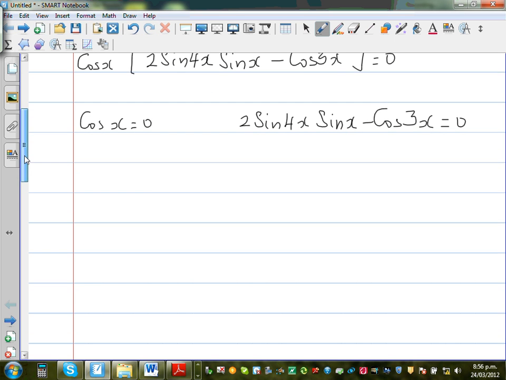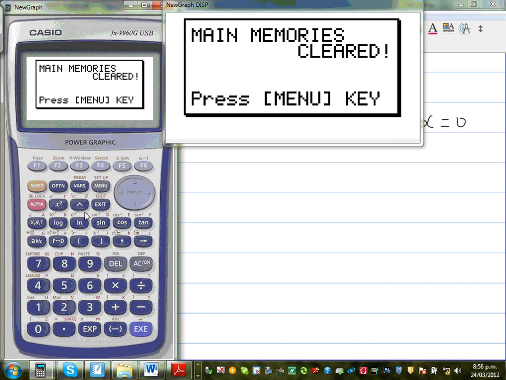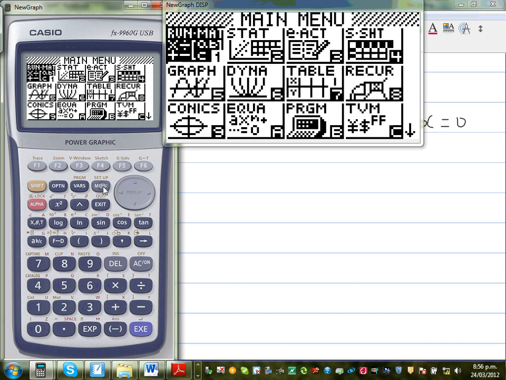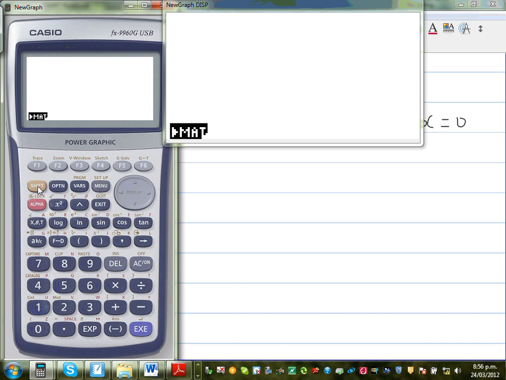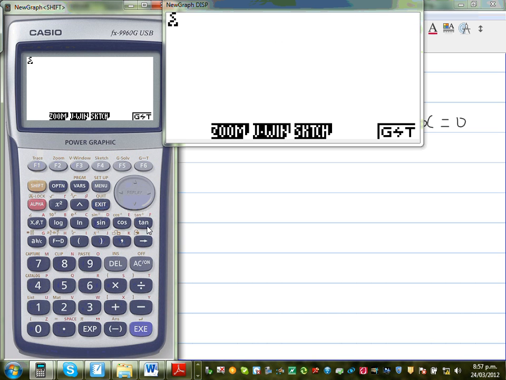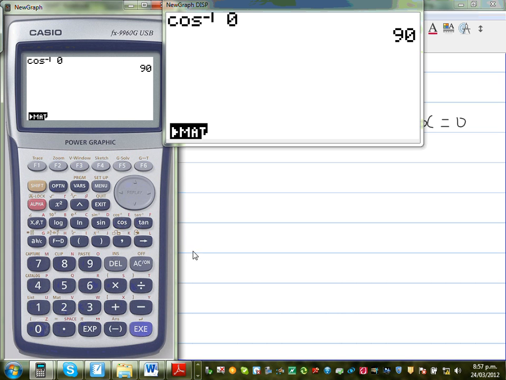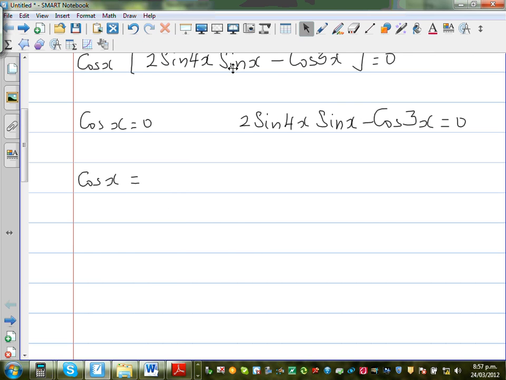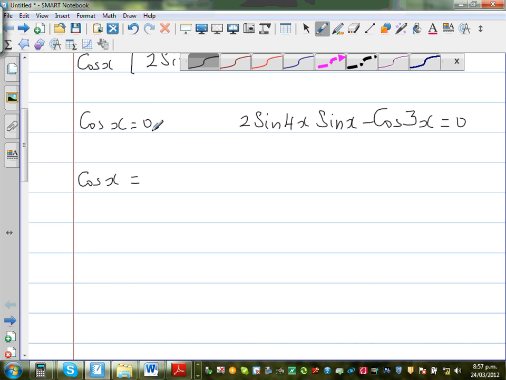Okay, so let us take one equation at a time. I hope you understand that cos 90 is 0. So cos x is equal to, or you can use your calculator. Okay, this is my calculator. You can go to menu, run. This is in radians, so I'll change this into degrees first, because I like to work in degrees. If you press shift cos of 0, it is 90. Or if you know the cos graph, cos starts at 1 and hits 0 at 90. So if you want to write this 0 as cos, this is cos 90.